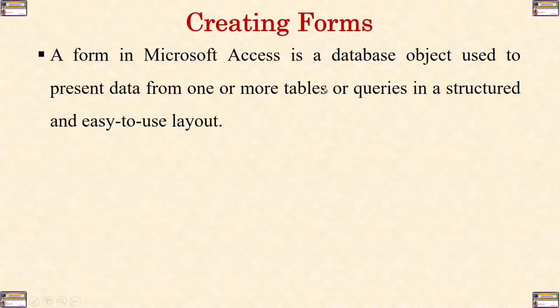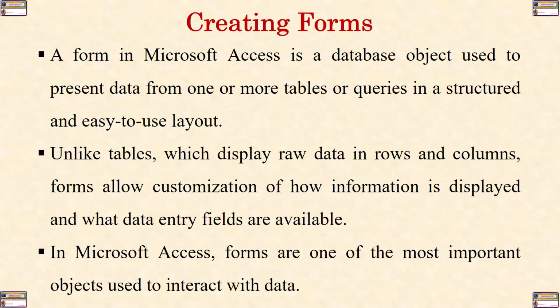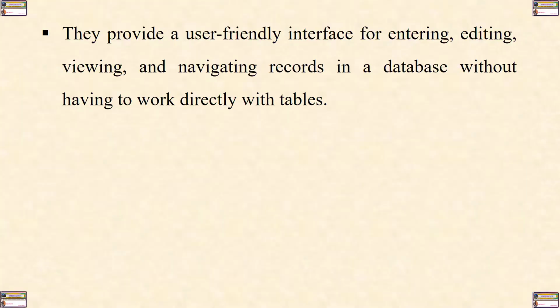A form in Microsoft Access is a database object used to present data from one or more tables or queries in a structured and easy-to-use layout. Unlike tables, which display raw data in rows and columns, forms allow customization of how information is displayed and what data entry fields are available. In Microsoft Access, forms are one of the most important objects used to interact with data.